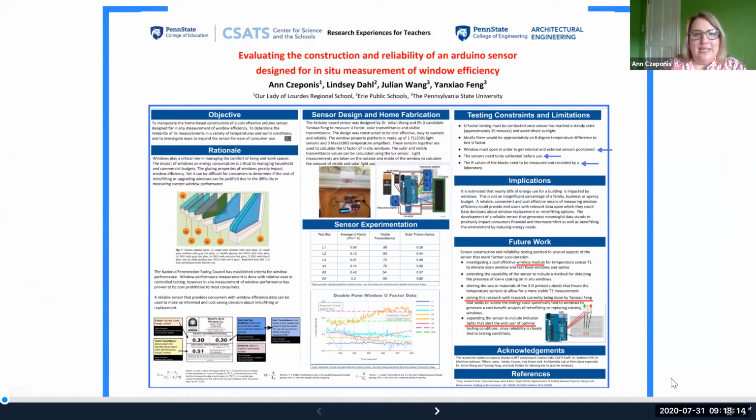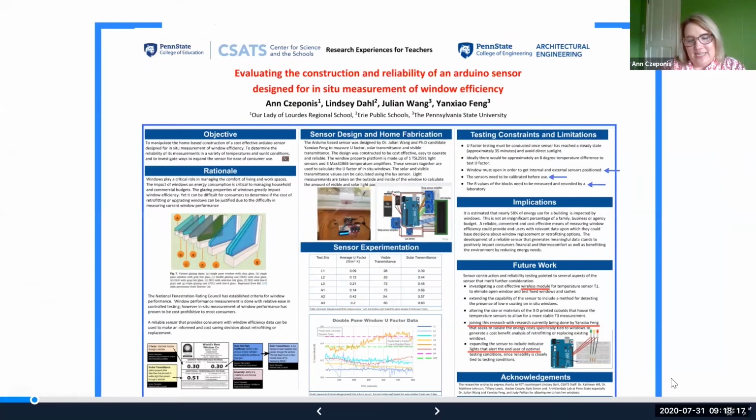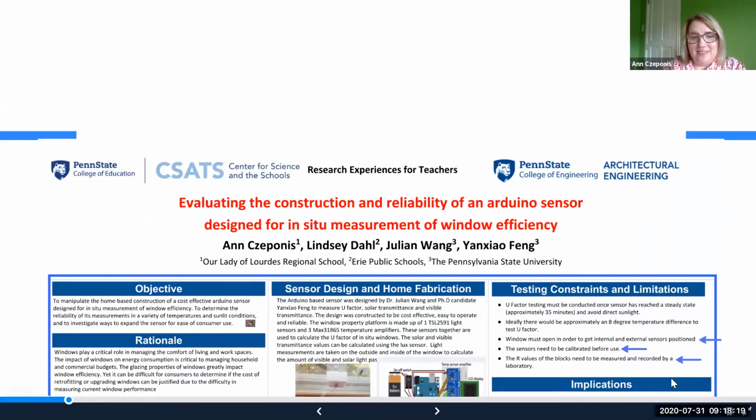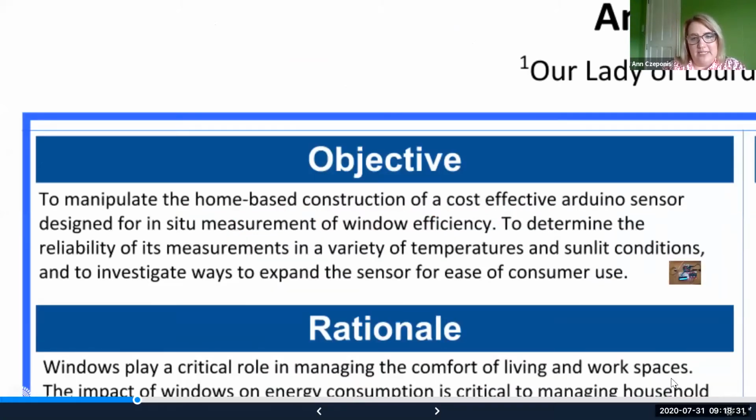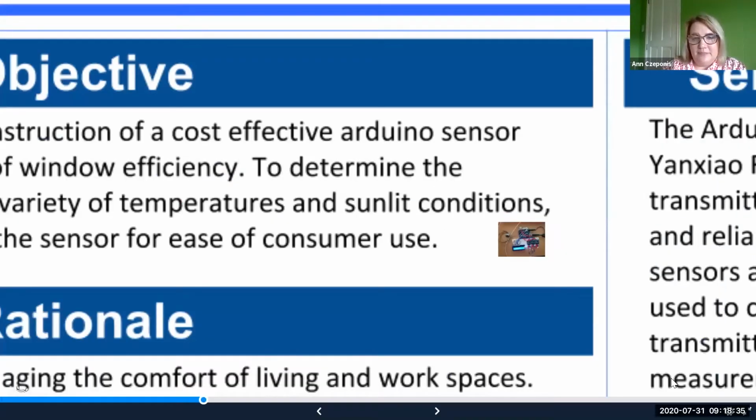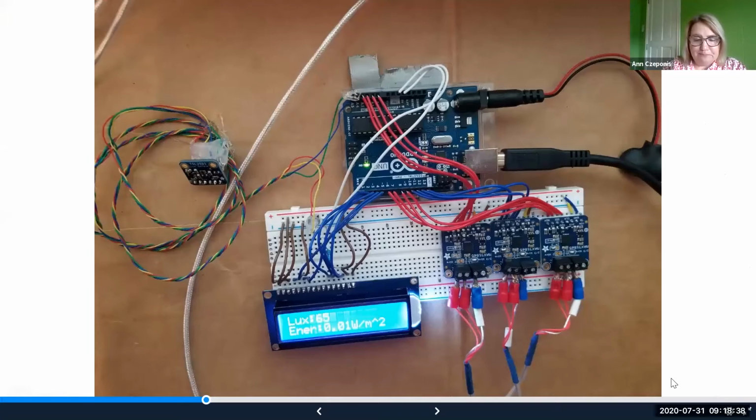We spent our time evaluating the construction and reliability of an Arduino sensor that was designed by Dr. Wang and Yang Xiaofeng for in situ measurement of window efficiency. Our objective was to manipulate the home-based fabrication of the Arduino sensor that would be used to measure window efficiency. We were also testing the reliability of the sensor since it had never been used in homes, which is the intent of the sensor.